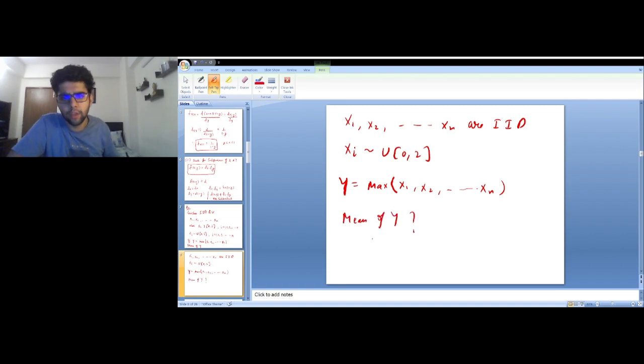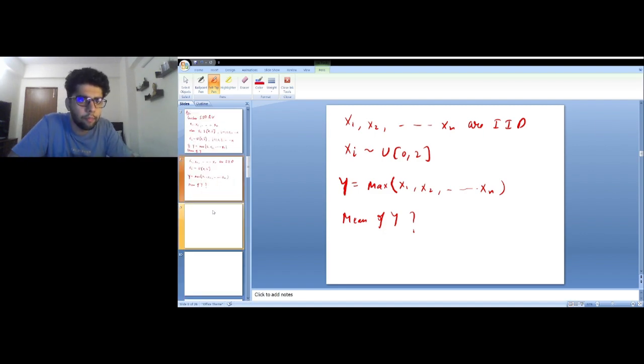And I have been given the options. The first option is n upon n plus 1 whole square. The second option is n upon 2n plus 1, and I have all of these 4 options. I also know the correct option here, so I'll just check and prove. Let me just write the correct option. We need to prove that the value of my mean is.